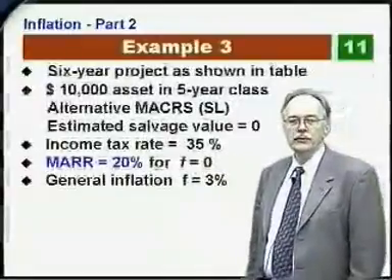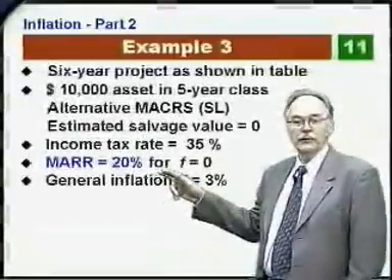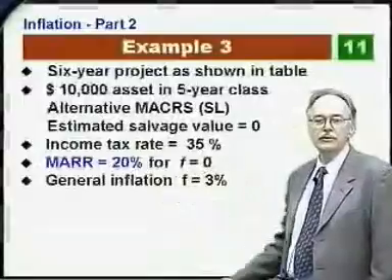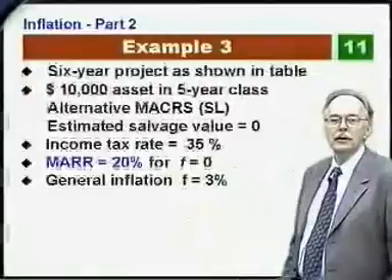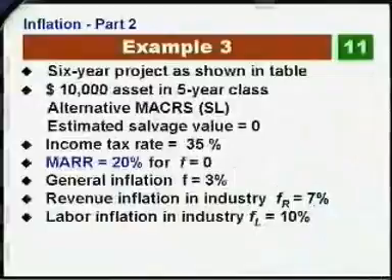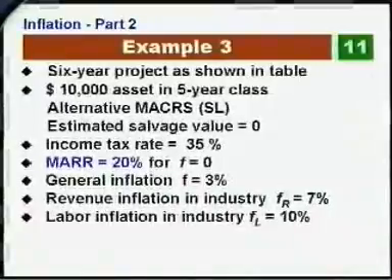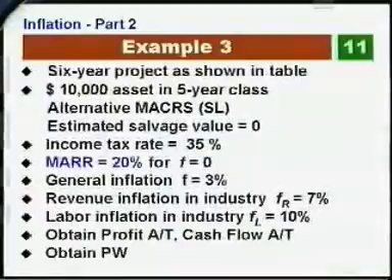Maybe this is for a large corporation, and this particular project is just one of many projects. And we'll take a minimum attractive rate of return of 20% for this company when the inflation rate is 0. We'll assume a general inflation rate of 3% and some differential rates. For example, we'll assume revenue inflation in that particular industry to be 7%, and we'll assume that labor inflation in that industry is 10%. And of course, we'll want to obtain the profit after tax, cash flow after tax, and ultimately the present worth.